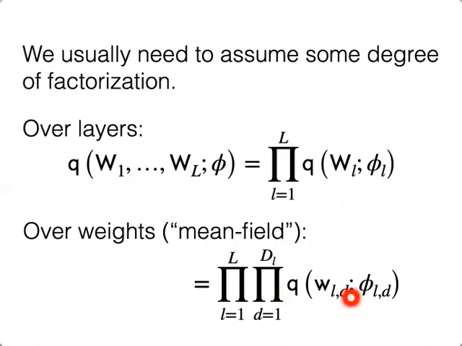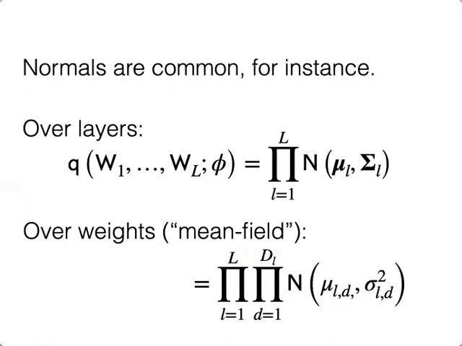This is, of course, the most efficient and fastest to optimize, but of course, we're losing a lot. We now can't even capture posterior correlations with the mean field assumption. So for normals, for instance, this is again a very common posterior approximation. We would have multivariate normals on the layers, but also just univariate normals on the weights.